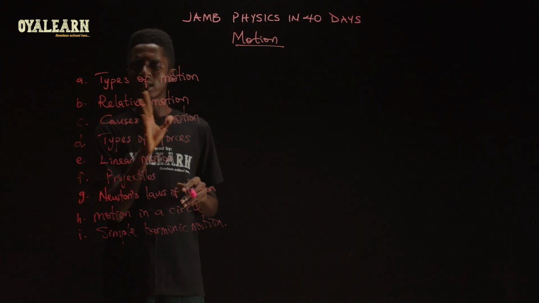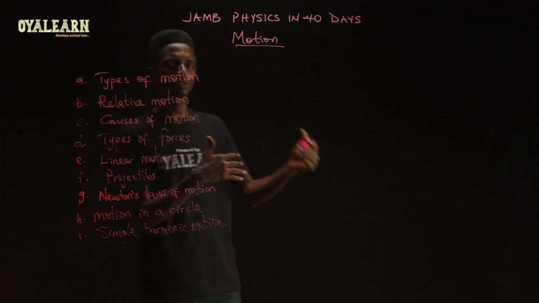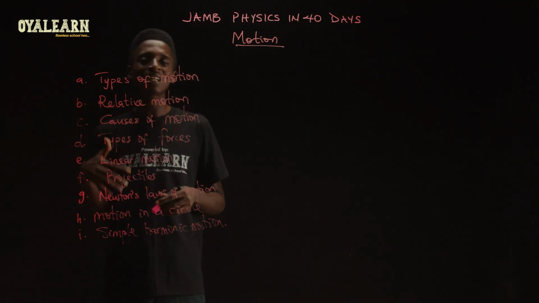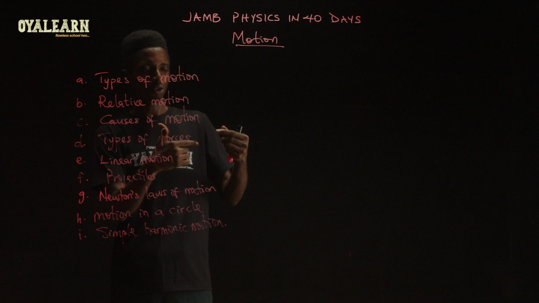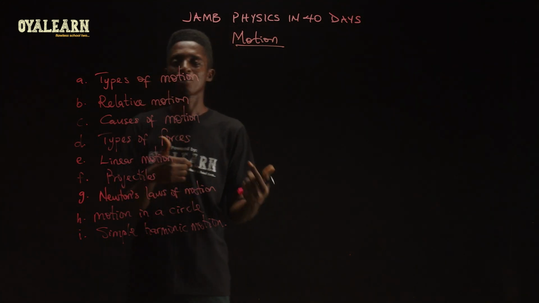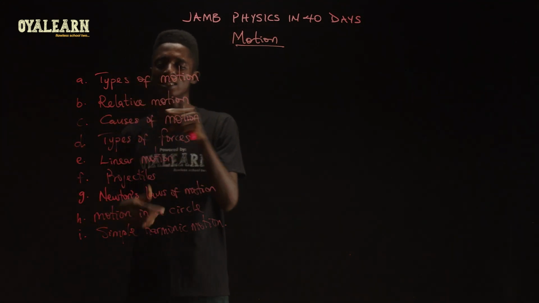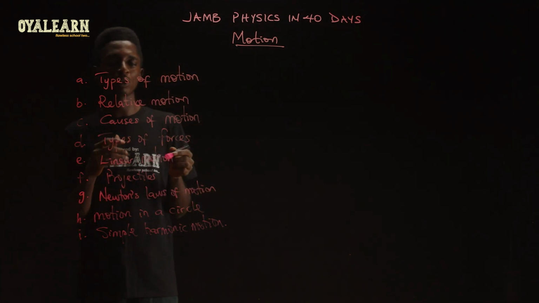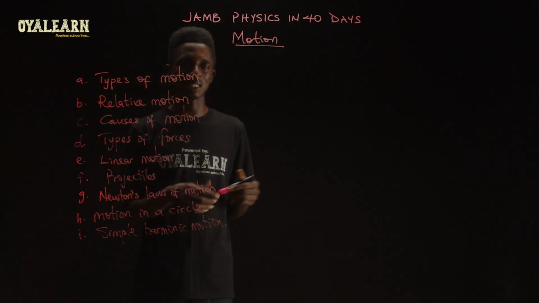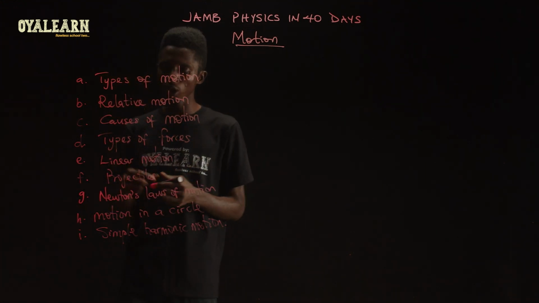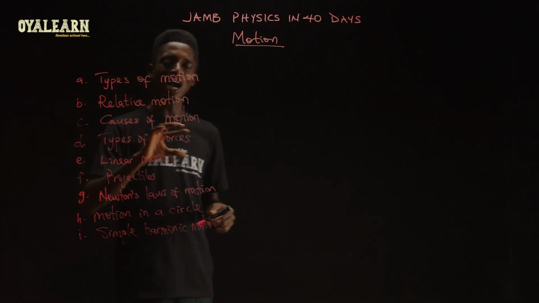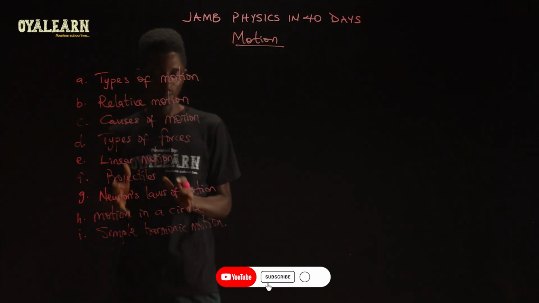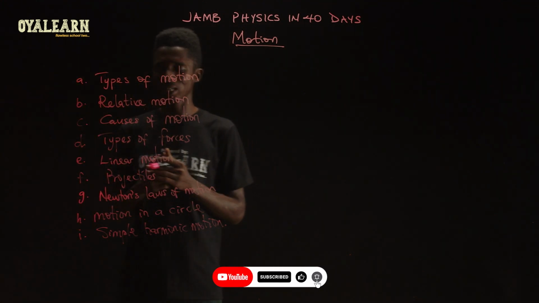And then we have the relative motion, which is the motion of an object as viewed from the perspective of an observer in another object. So when you're looking at the motion of object A from the perspective of object B, that is relative motion. And as far as the cause of motion is concerned, we are looking to be able to define what force is and how it causes motion. And then from there, we'll be able to look at types of force. These are things that you just need to look through and brush up. That's why I'm just giving you little snippets at this point.